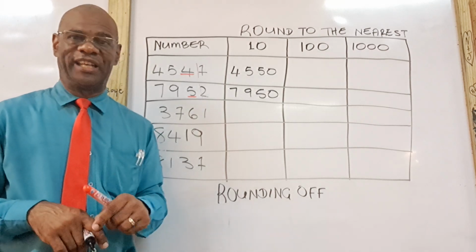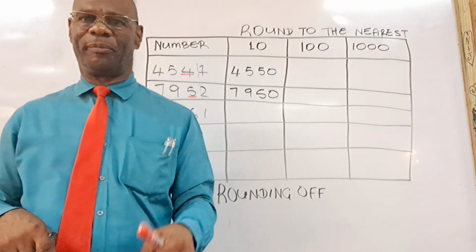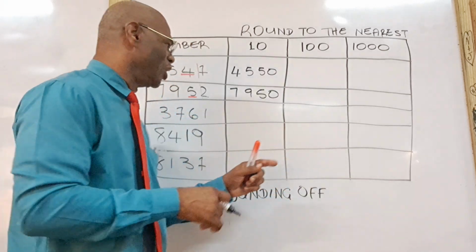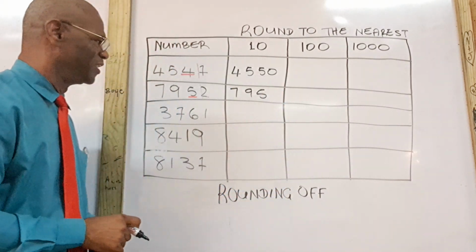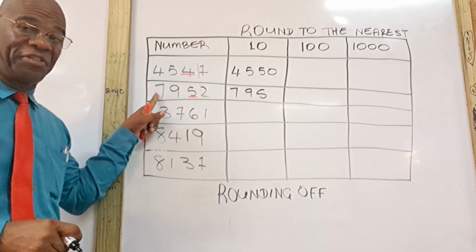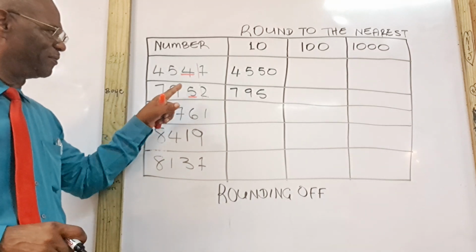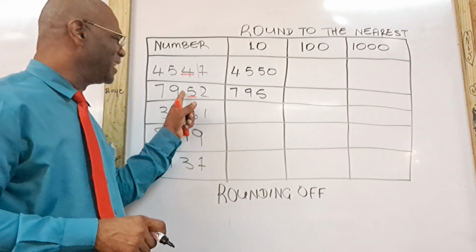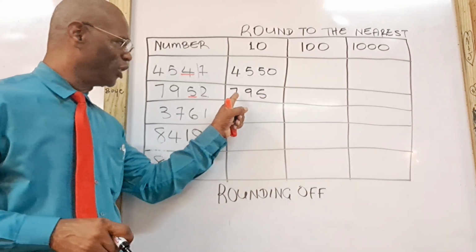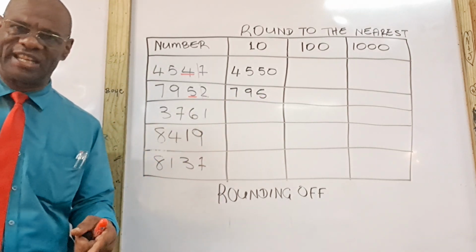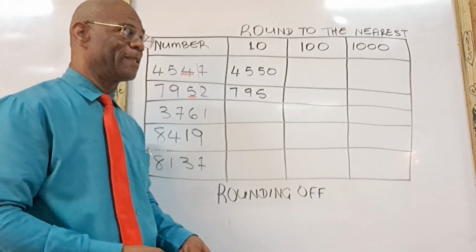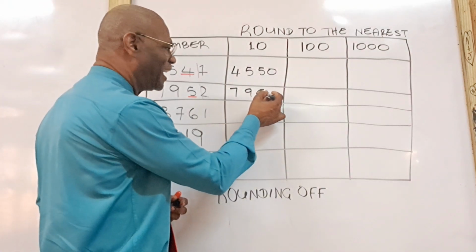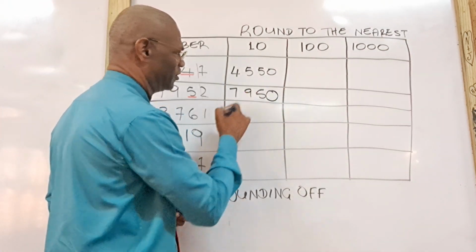Because if we don't do that, then guess what? The value of the number is going to change. If we were to just leave the 0 off, coming from 7,950, what number is that? That's 795. That would have changed the value completely. So we need to replace the discarded digits with zeros.